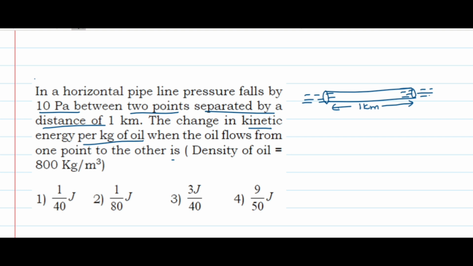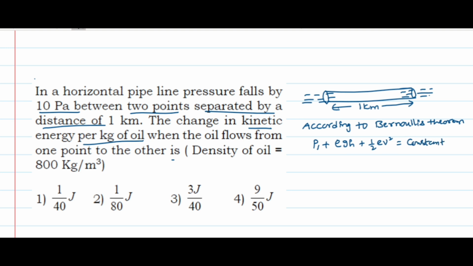So change in kinetic energy here we need to calculate. This is Bernoulli's theorem principle. According to Bernoulli's theorem, the sum of the pressure energy plus potential energy plus kinetic energy per unit volume remains constant. So P1 plus rho g h plus half rho V square will be equal to a constant.